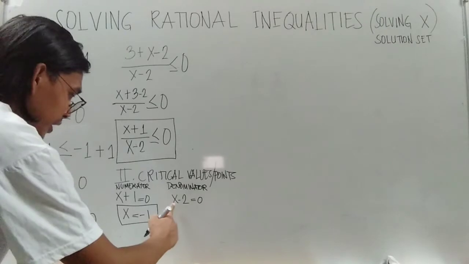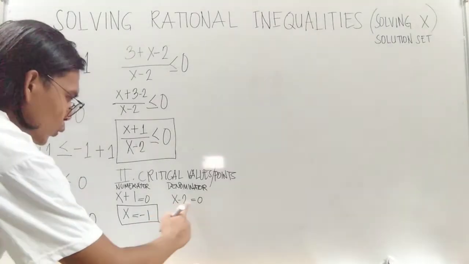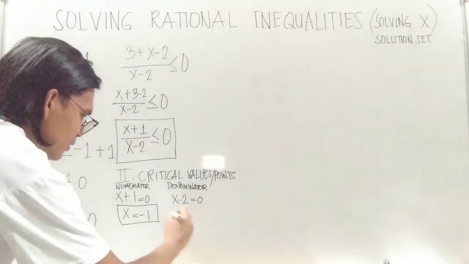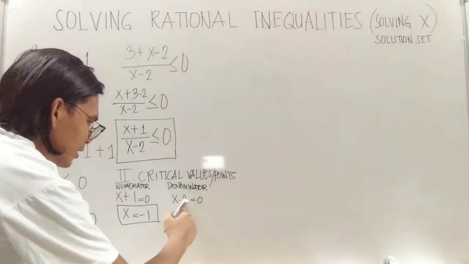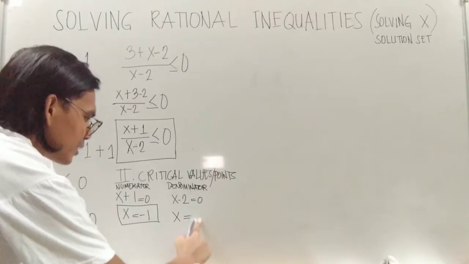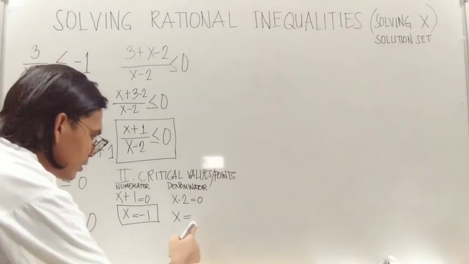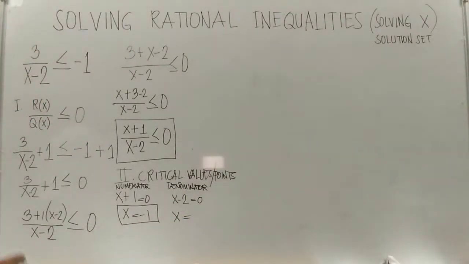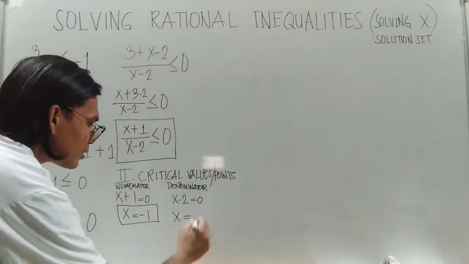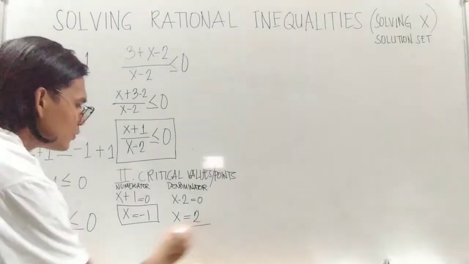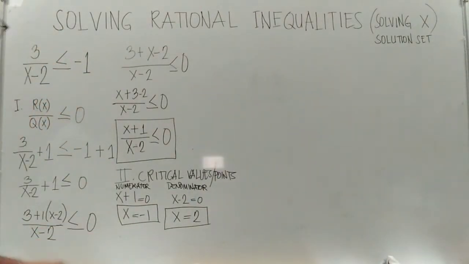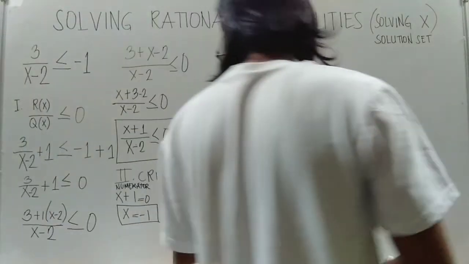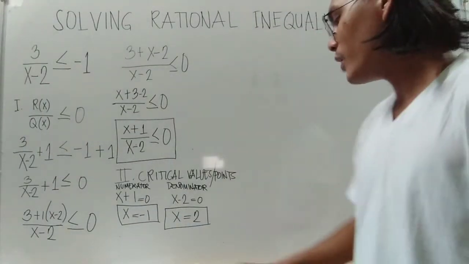Okay? Then we have x minus 2 equals 0. Then put the 2 on the other side of the equal symbol by, again, the addition property of equality, so you will have 2. Okay? So your critical values are x equal to negative 1 and x equal to 2.